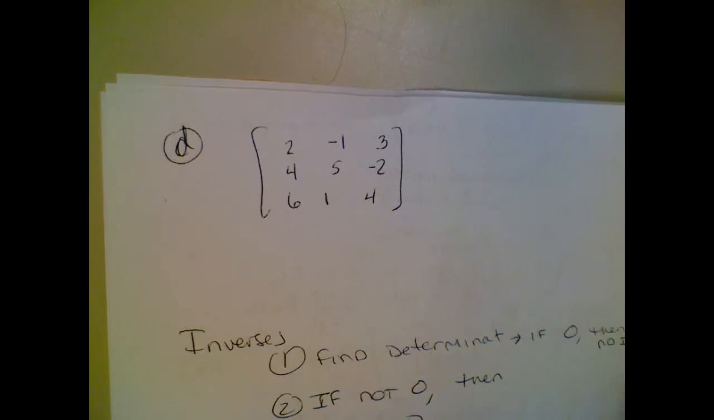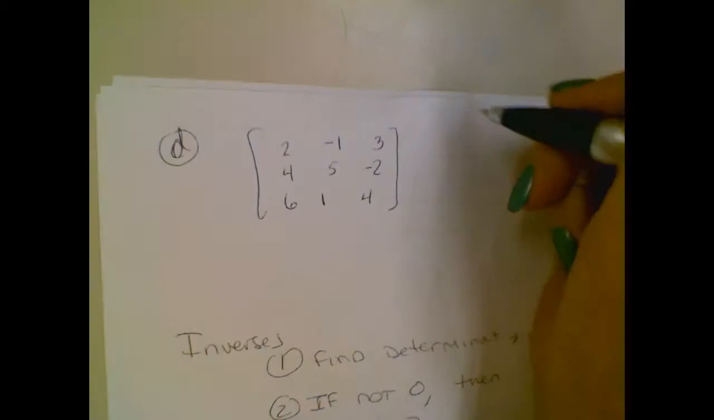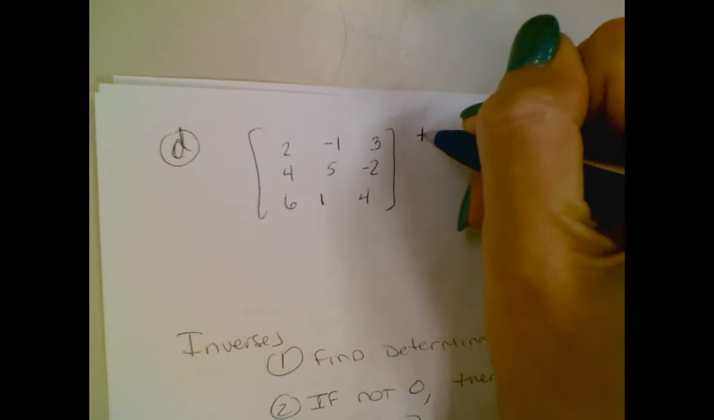All right, on these 3x3s, you have to pick a row or a column. So which one did we decide yesterday? Row 1, the 2, -1, 3. Okay, so there's a signs. You guys remember these pluses?